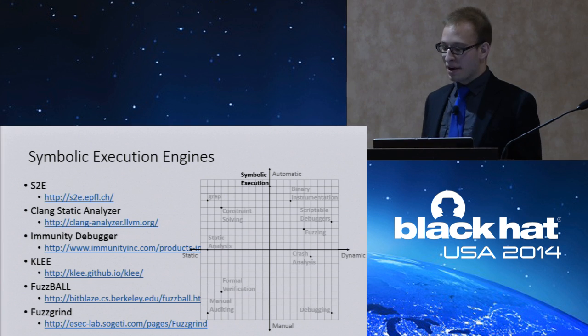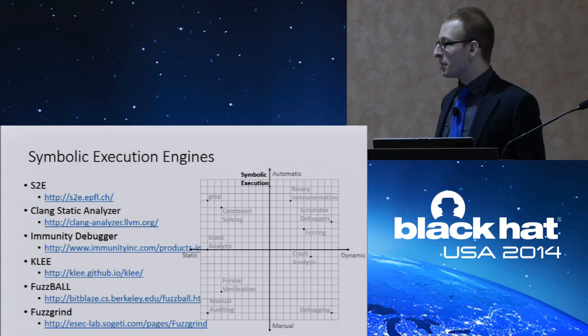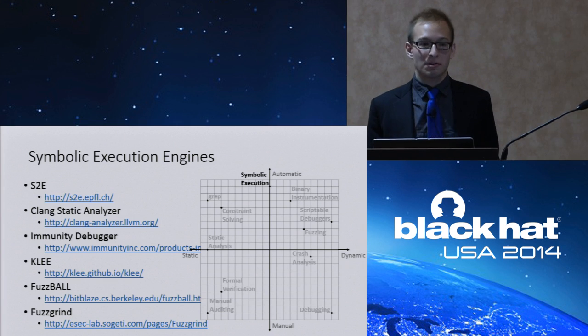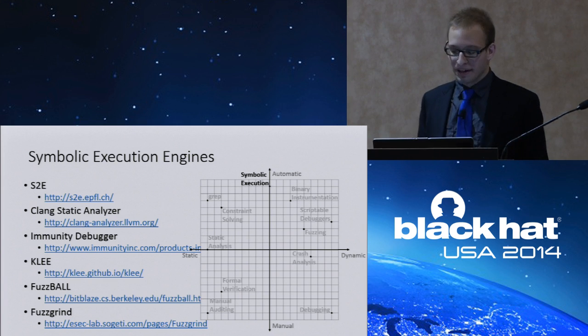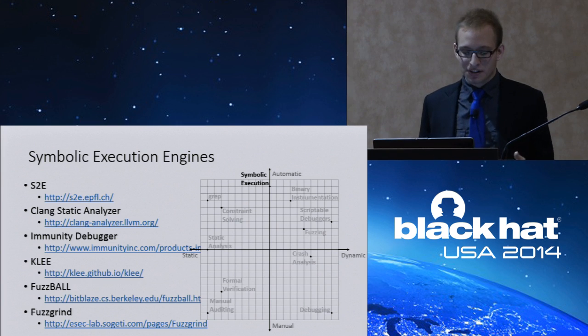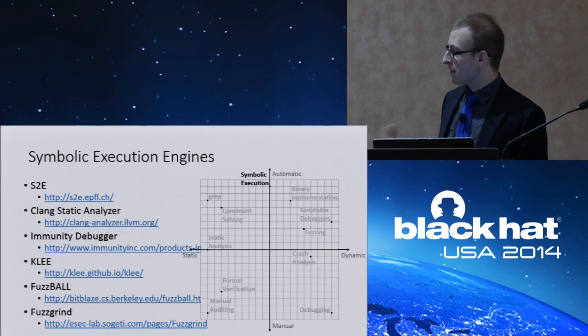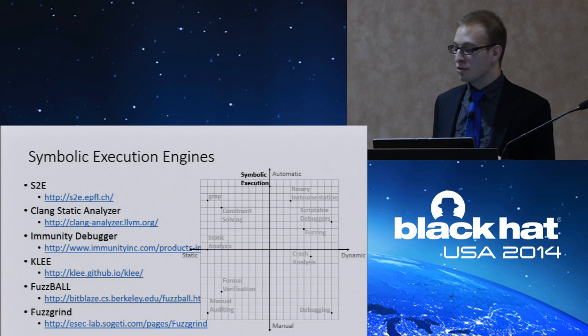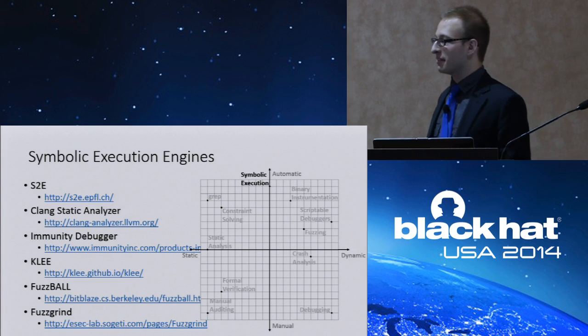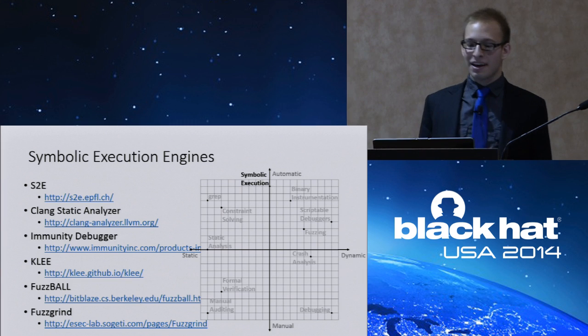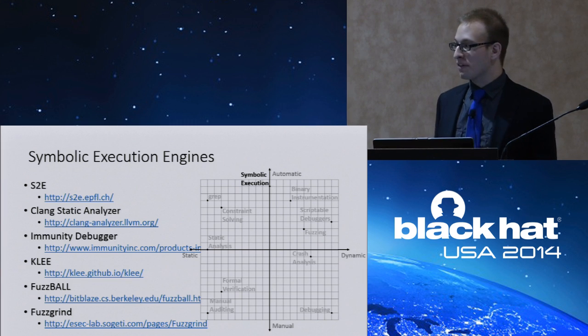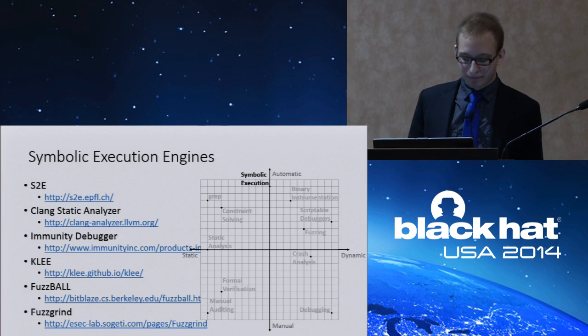Immunity Debugger also has a bare bones symbolic execution engine built into the Python libraries inside of Immunity. Klee, which you just saw, Fuzzball is built on top of BitBlaze, and Catchconv is a fuzzer that uses symbolic execution and constraint solving to automatically generate new test cases. And it's been used to find bugs in Adobe Reader.